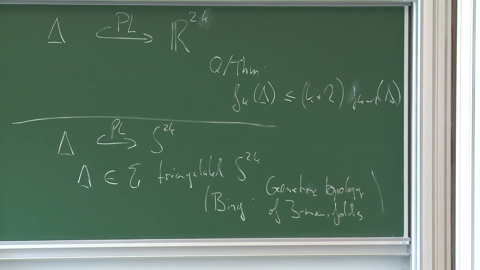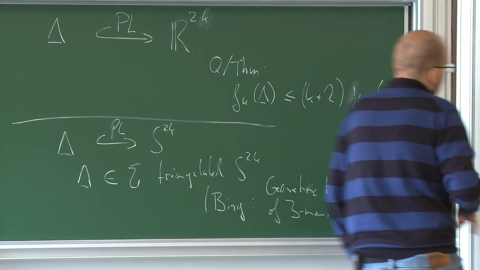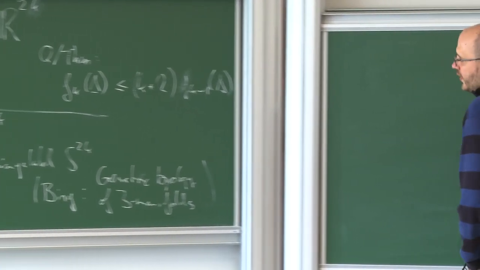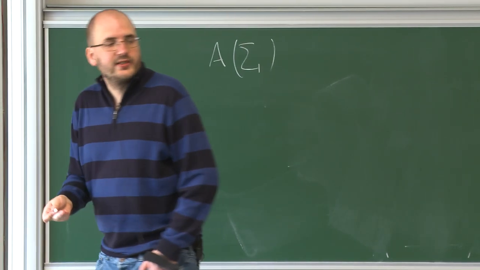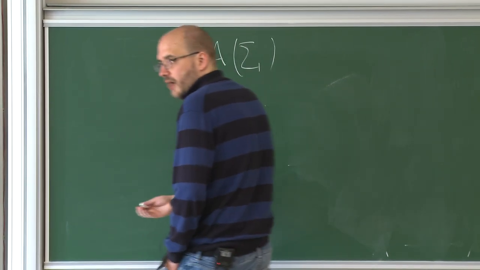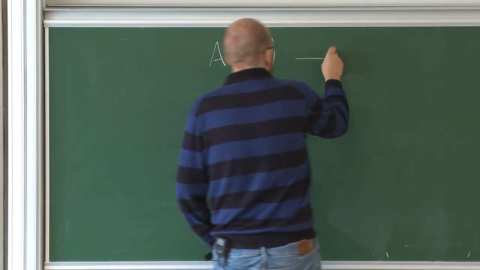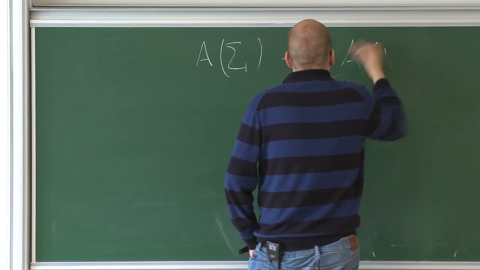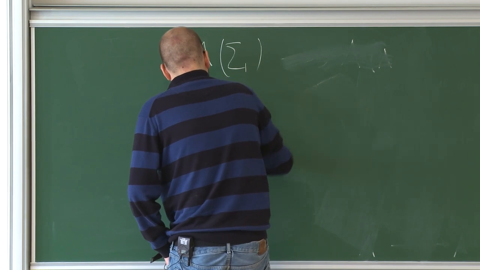And so, how do I go from here to here? Well, here's an observation. Let's look at A sigma, and we have its quotient A delta. That's just the restriction map to the faces of delta. So we have the surjection to A delta. Actually, anticipating a little, let me write it like this.